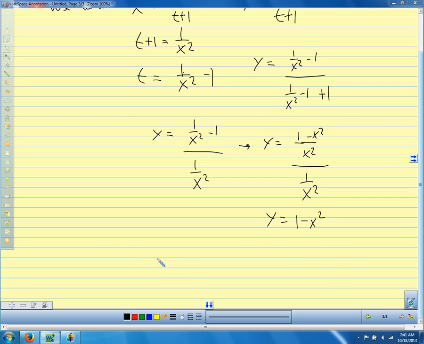Now we want to graph this. What does the graph of this equation look like? So we're going to sketch a quick graph. What is it? Parabola. And where's the vertex? Well, first off, does it open up or down? Opens down. And the vertex is at y equals 1. And we set our domain.